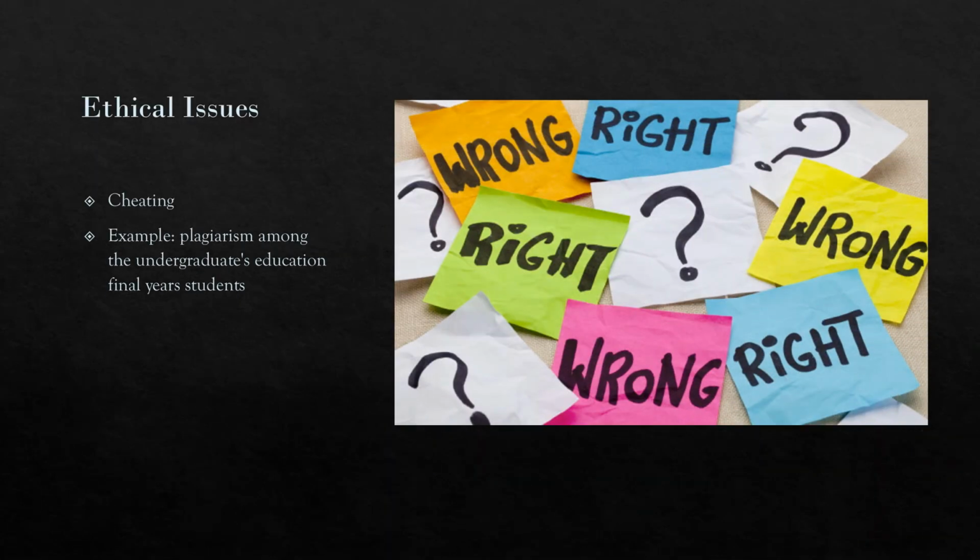The next ethical issue is cheating. Students will have cheating behavior such as plagiarism among the undergraduate education final year students. For example, students will use images or documents from the internet without providing references. Therefore, these are the ethical issues that should be concerned while using this application.